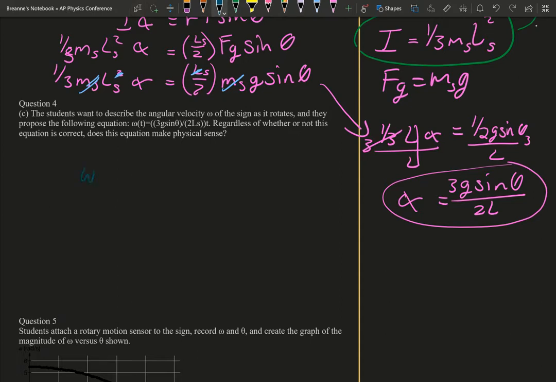So let's rewrite the equation here. So omega equals 3g sine theta over 2L_S times t. So that's basically what it's saying. It's saying that omega equals this relative to time. Does this make sense?